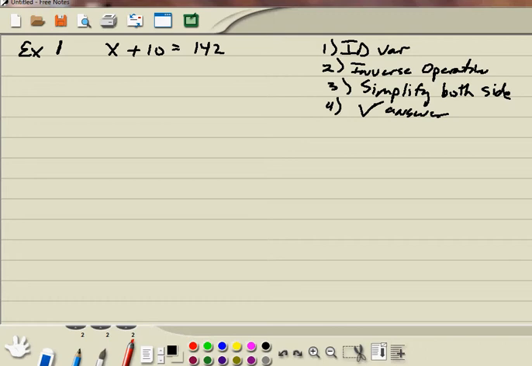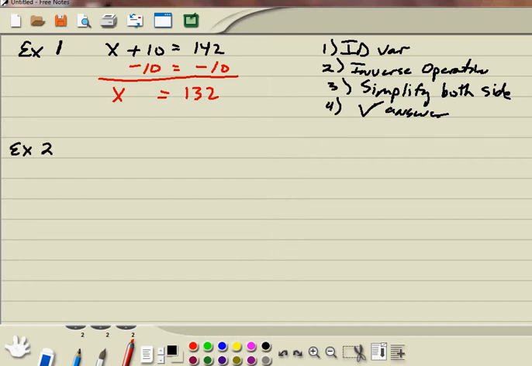Alright, so the inverse operation here, we added 10 to both sides. So inverse means opposite, so that means we are going to subtract it from both sides. Remember, whatever we do on the left side, we must do on the right side. And if we were to subtract 10 from both sides, we're left with x equals 132. Very straightforward, like I said, but they will get more and more complicated.